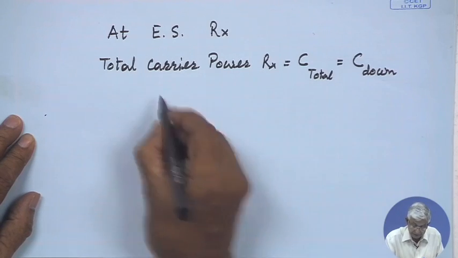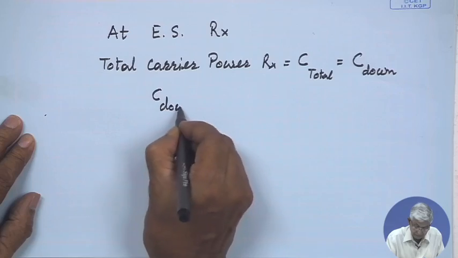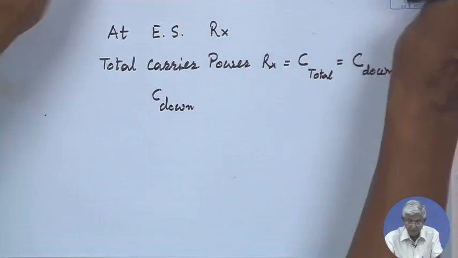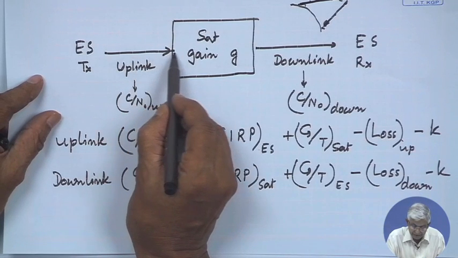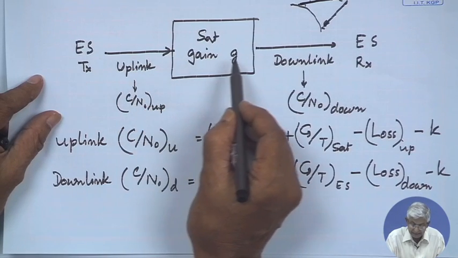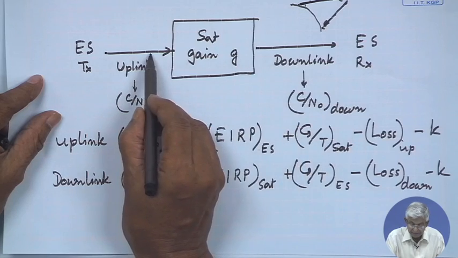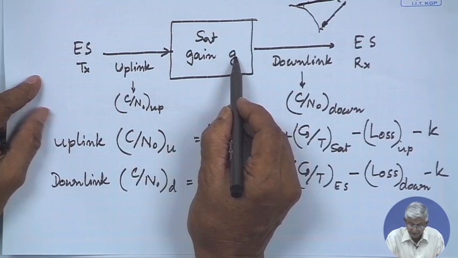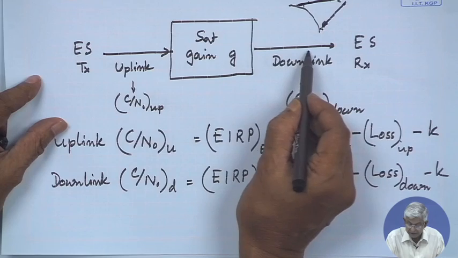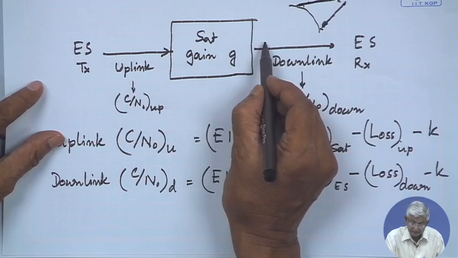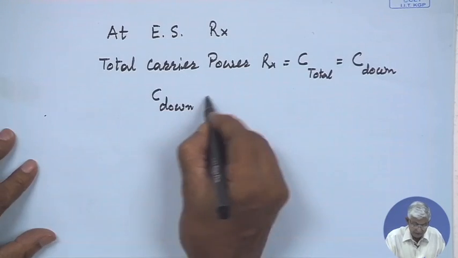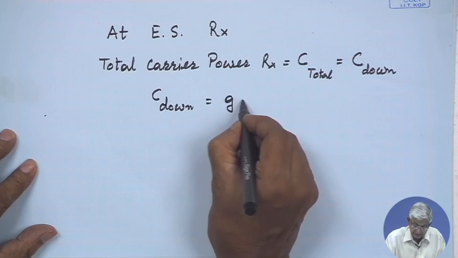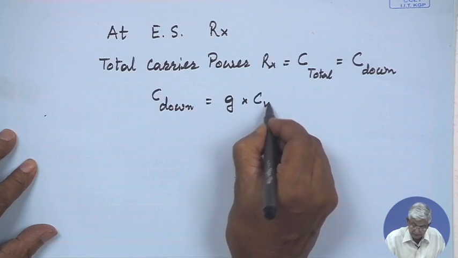Now, what is C down? If you remember, we said that there is an uplink carrier going up and there is a satellite gain. That carrier power is amplified by this gain and pushed in the downlink. So, C downlink is C uplink multiplied by the satellite gain. So, C downlink is the satellite gain multiplied by C uplink.